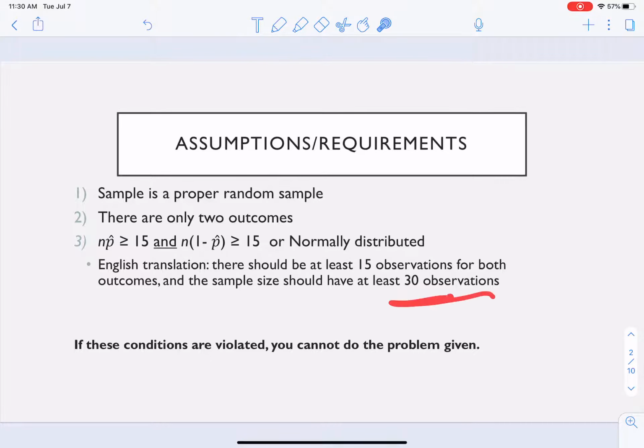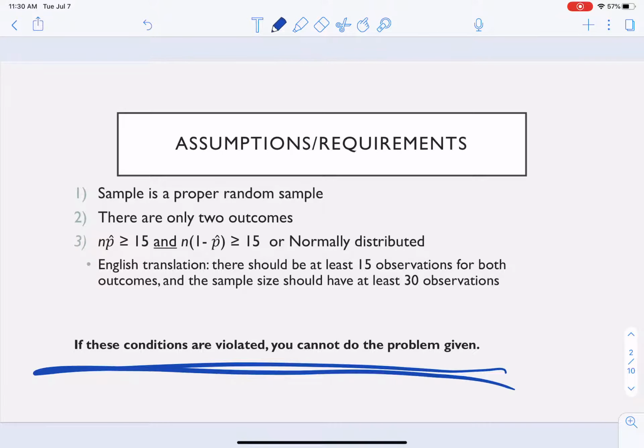Again, this whole idea is kind of arbitrary, but it's a rule of thumb in this situation. So total sample size 30, and both outcomes should have at least 15 occurrences. Pretty easy to test if you're given the proportion straight out and a sample size. All you have to do is multiply them together, and they should be at least 15 for both of them. Sometimes you're given the actual number for both, which is very easy.